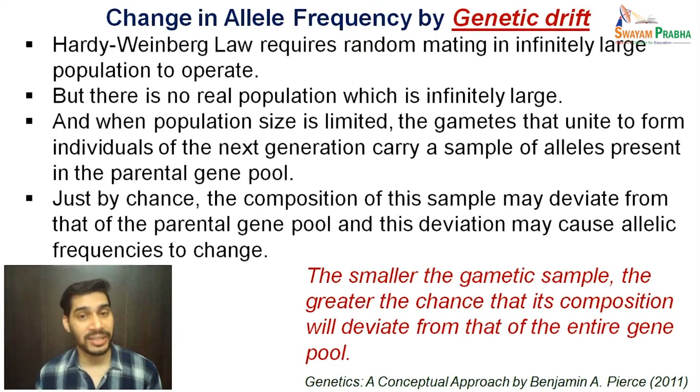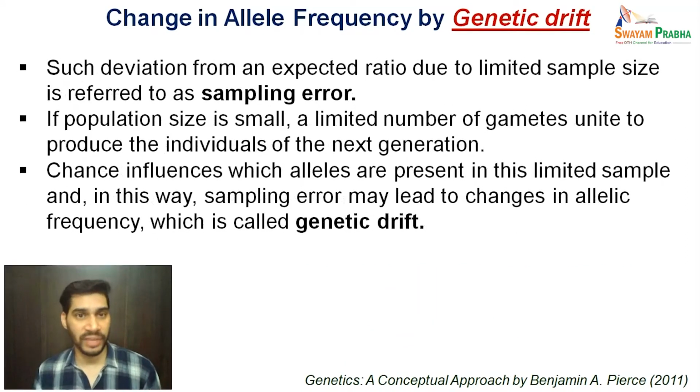Just by chance, the composition of this sample may deviate from that of the parental gene pool, and this deviation may cause allelic frequencies to change. This effect depends on the size of the population, because the smaller the gametic sample, the greater the chance that its composition will deviate from that of the entire gene pool. Such deviations from an expected ratio due to a limited sample size are referred to as sampling error.